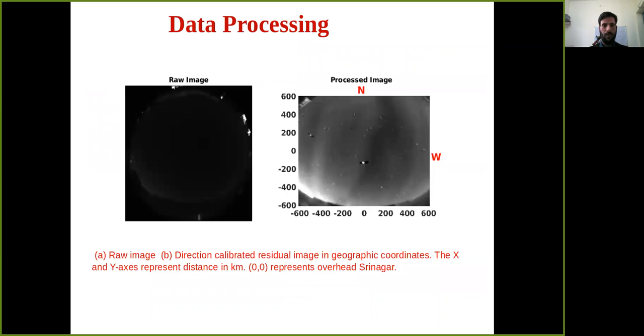The data in the form of images are called raw images, as these are not suitable for the retrieval of information directly. These need to be processed before we look for the irregular events in these images. In the processed images, the raw images need to be corrected for certain intensity effects like the Van Rhijn effect, and we provide the directions to the sides of these images and convert the pixel correspondences into geographic coordinates. Here the x and y axes represent the distance in kilometers, while the 0 point represents overhead Srinagar.